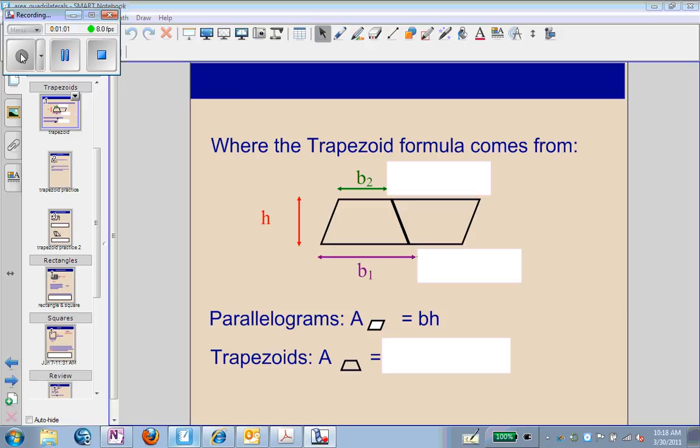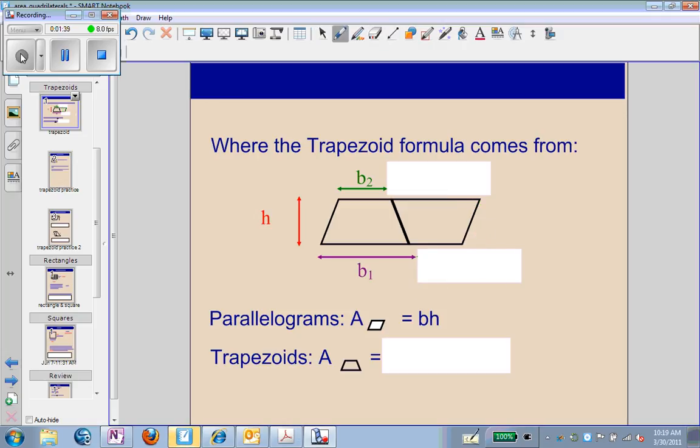Our bases are the sides that are parallel to each other. Our legs are the sides that are not parallel to each other. So height is always the perpendicular distance between our bases. We saw that with our parallelograms. The height is going to be the perpendicular distance between your two bases. And the height can be drawn outside your parallelogram. It can be drawn inside your parallelogram. It doesn't matter, but it's that distance between the two bases, the two parallel sides, that's perpendicular to both of them. That's how we recognize the height.